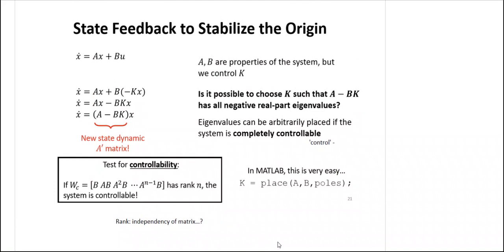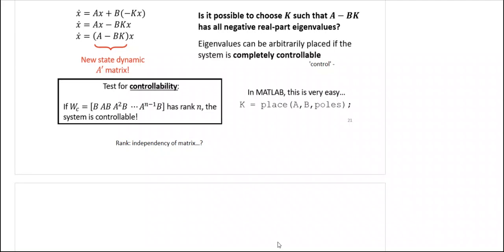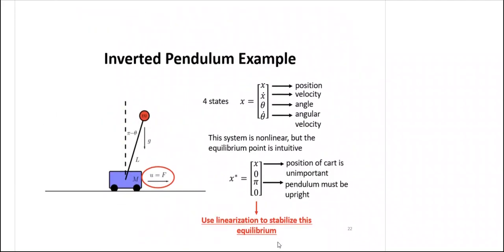Rank is kind of like the independence of the matrix. Say you have a 2 by 2 matrix, and then you add another column so it's 2 by 3, and you make the third column just double the second column or something. It's not independent. The third column is dependent on the other, and then the rank will be lower. So something like that.